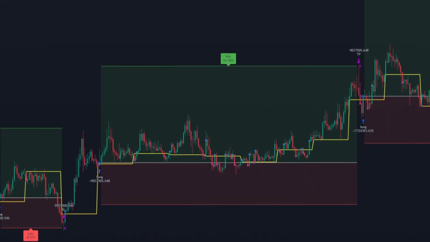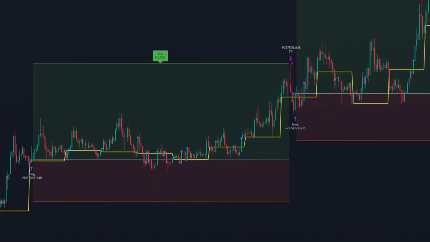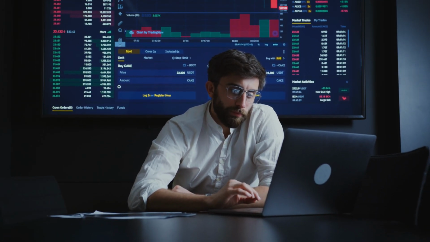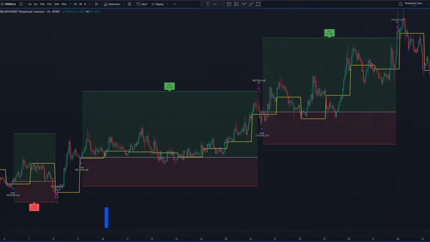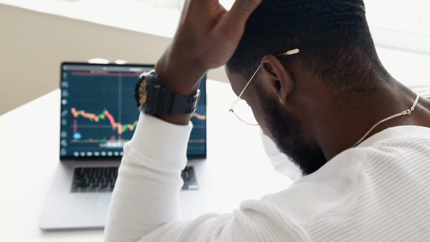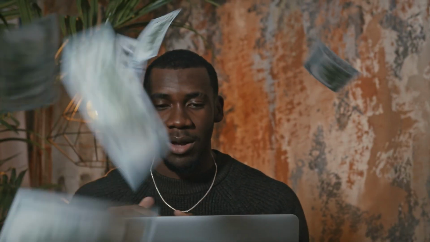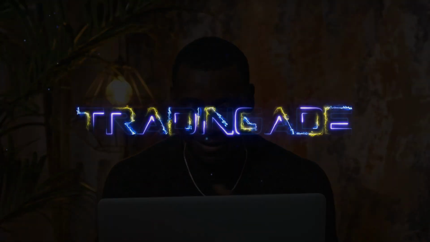In today's video, we are going to explore a powerful TradingView indicator that simplifies your decision-making process by focusing on a single, critical point in the market, the breakout level. If you are tired of getting overwhelmed by complex indicators, this tool is perfect for you due to its simplicity. So, without wasting any time, let's dive into it!